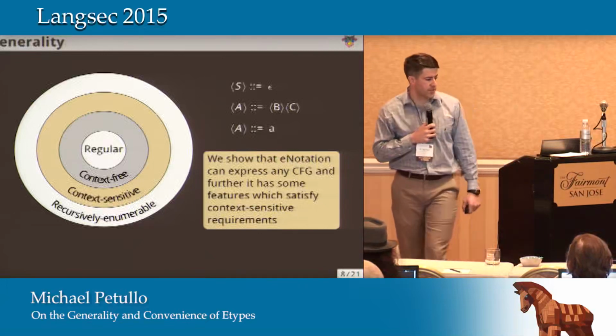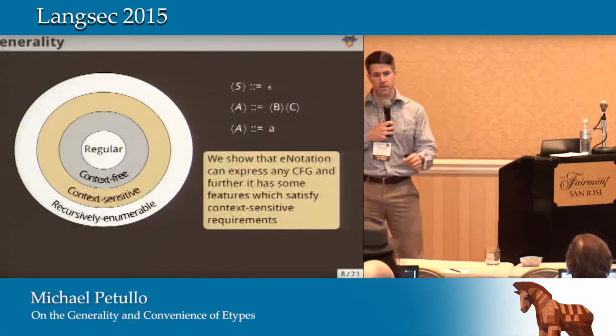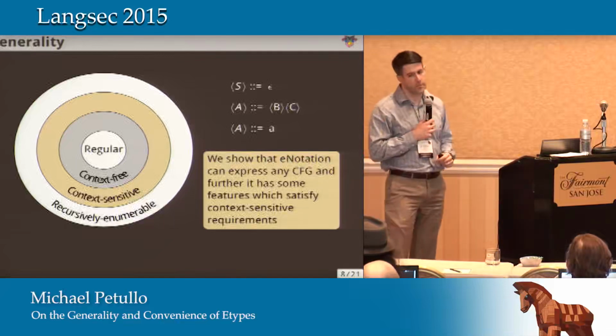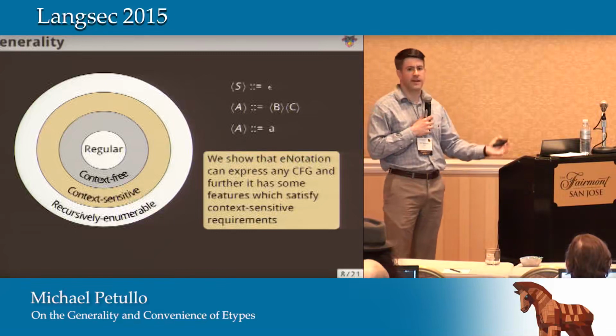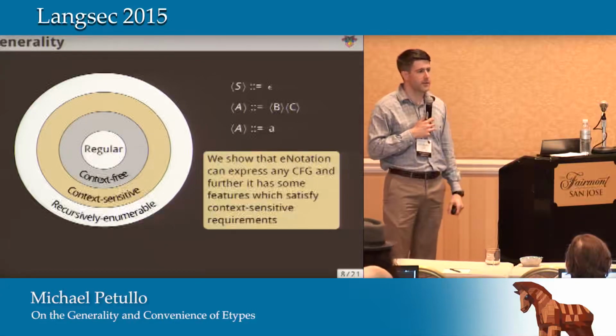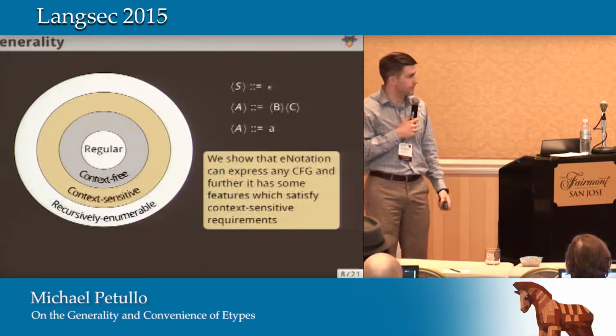And what I'm going to show you is basically that we can machine process a relaxed form of Chomsky normal form into e-notation, and thus essentially show generality. That e-notation is basically equivalent to being able to say, I want any context-free grammar as my input.